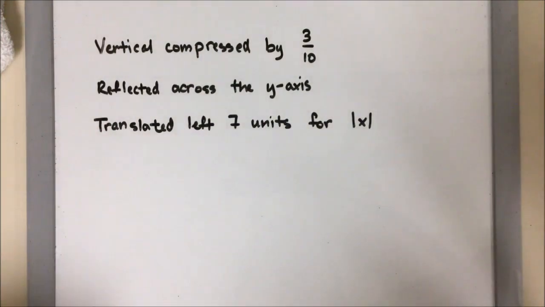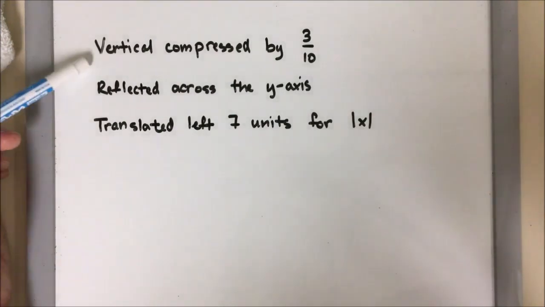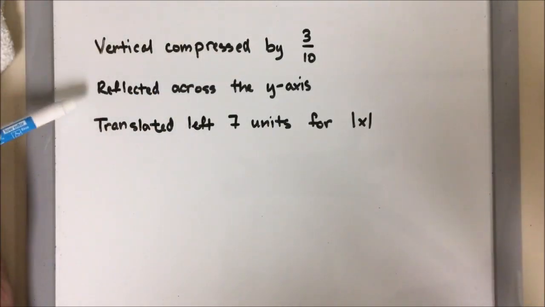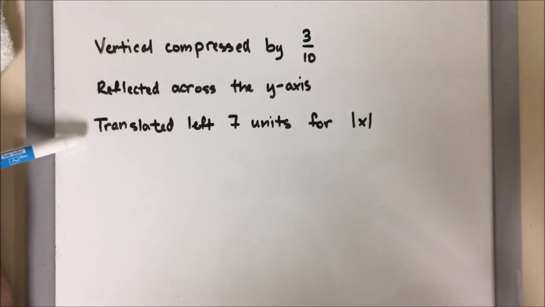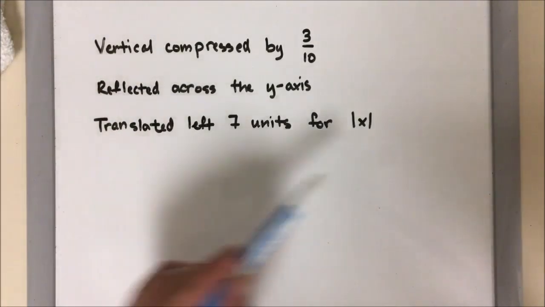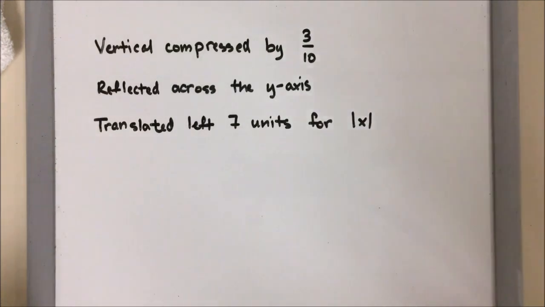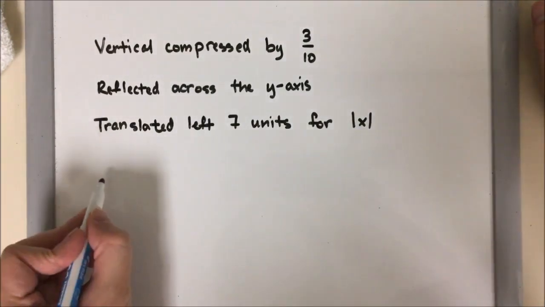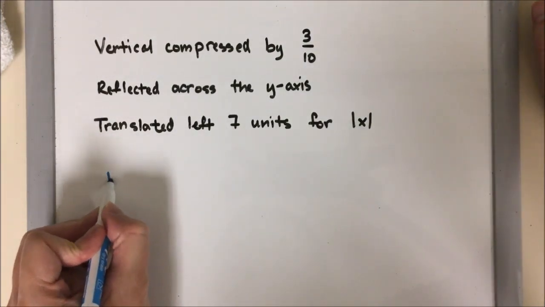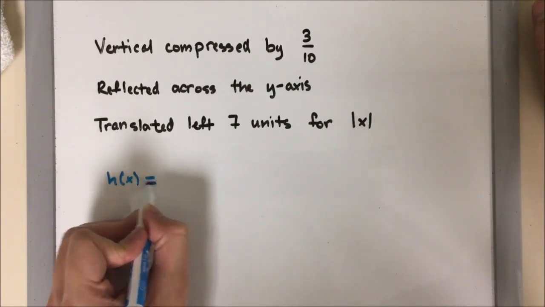Alright, so in the previous example, you were given the function, given the equation, and you had to identify the transformation. Now here, you are given the transformation, and in return, you are to write the equation, write the function. So let's read out the transformation. Vertical compressed by 3 over 10, reflected across the y-axis, and then translated left 7 units for the absolute value of x. So I would write h of x equal.